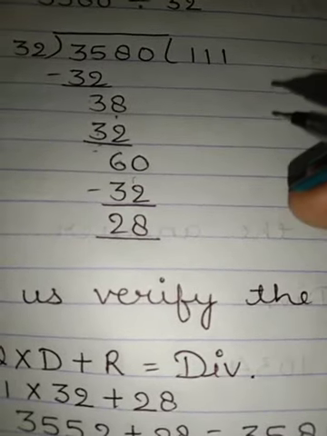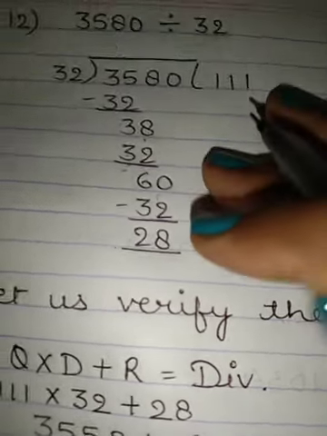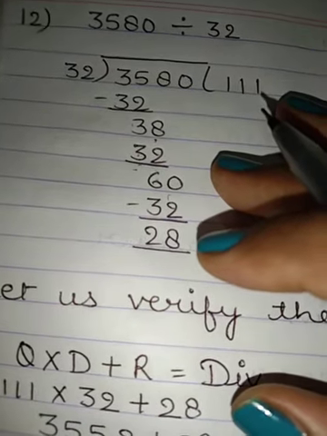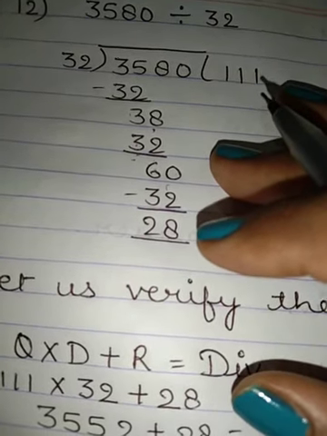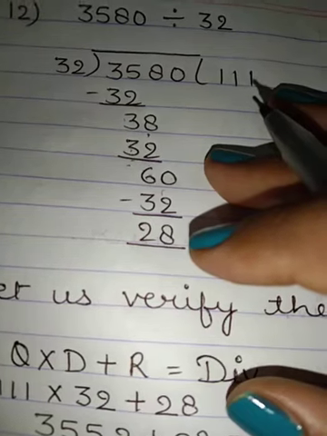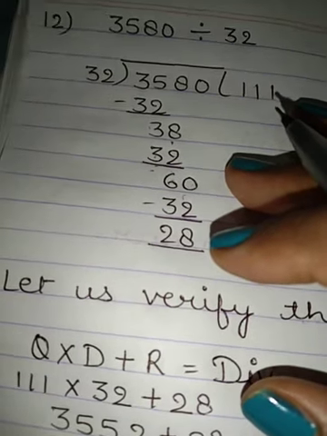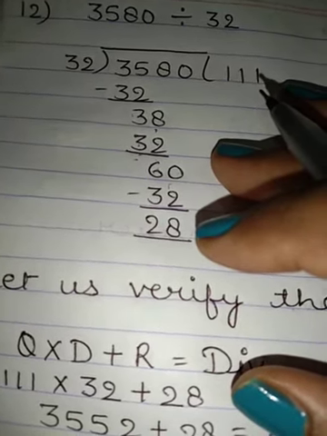Children, today's homework is, you have to do question number 13 and 14 of exercise 5B in your copy. Once again, I am repeating the homework. You have to do question number 13 and 14 in your classwork copy of exercise 5B.